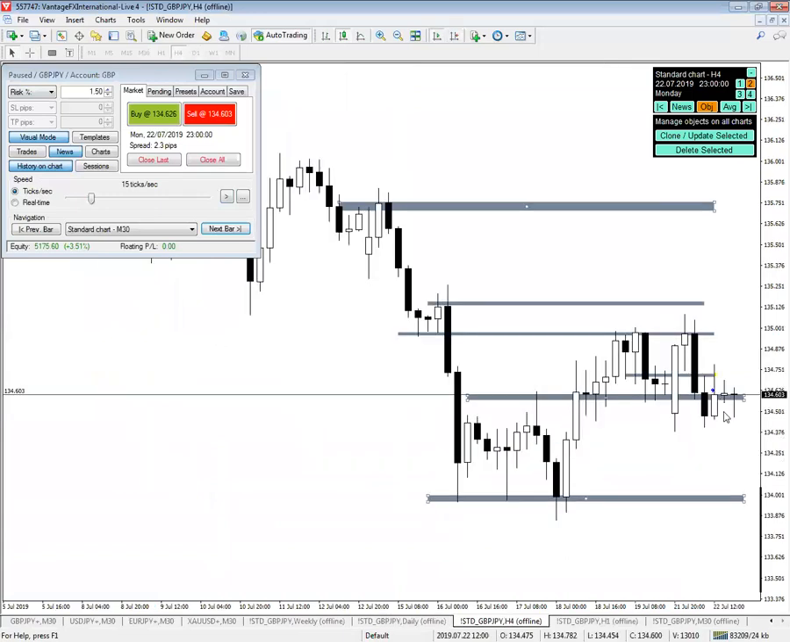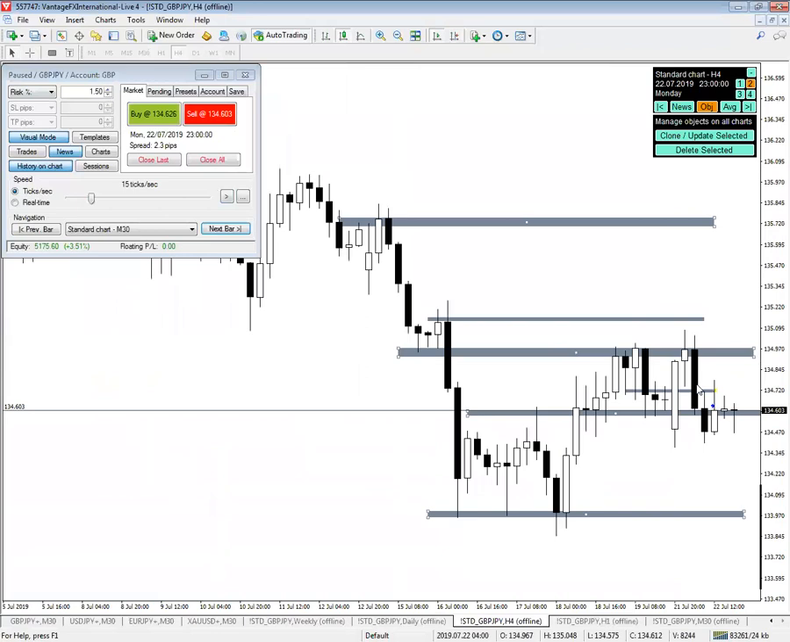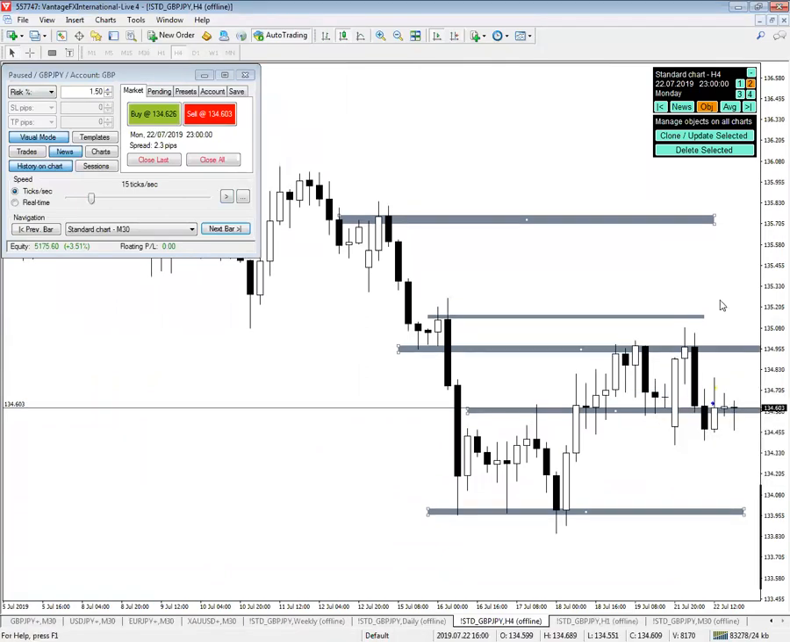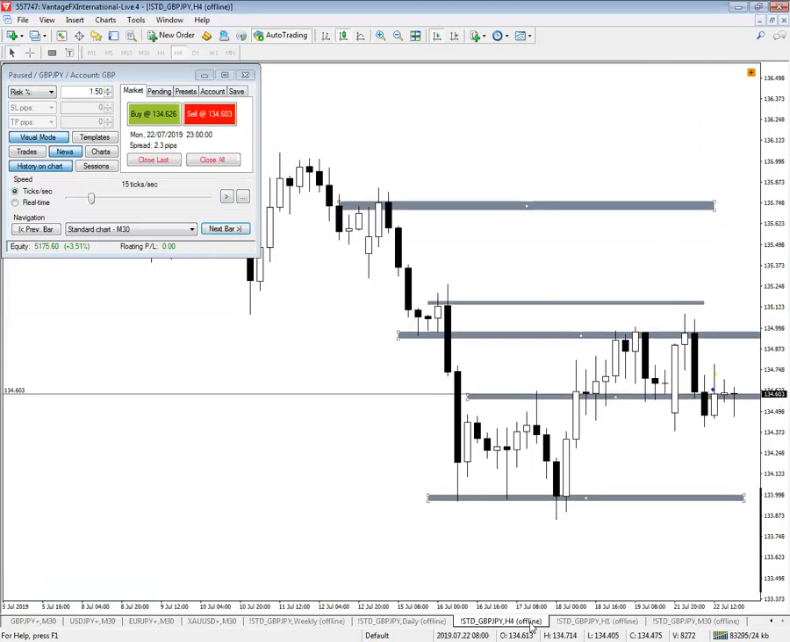4 hour did look like it's done a fake out to the upside. So that's interesting. We need to keep an eye on that. But let's remove some of this. So yeah, 4 hour is a little bit iffy right now.